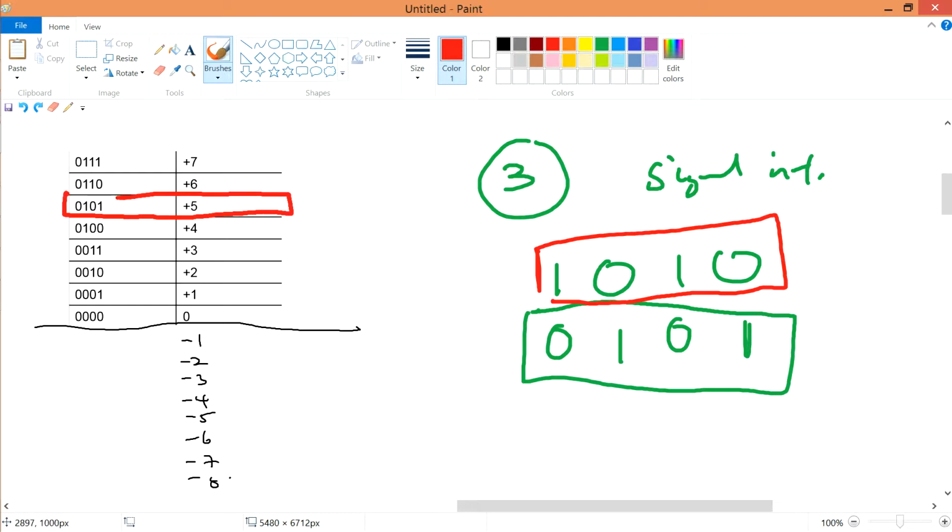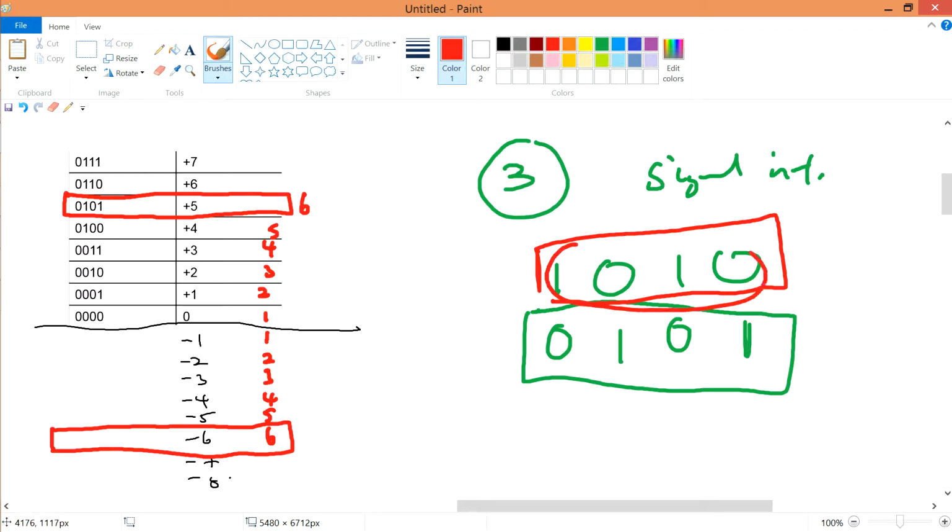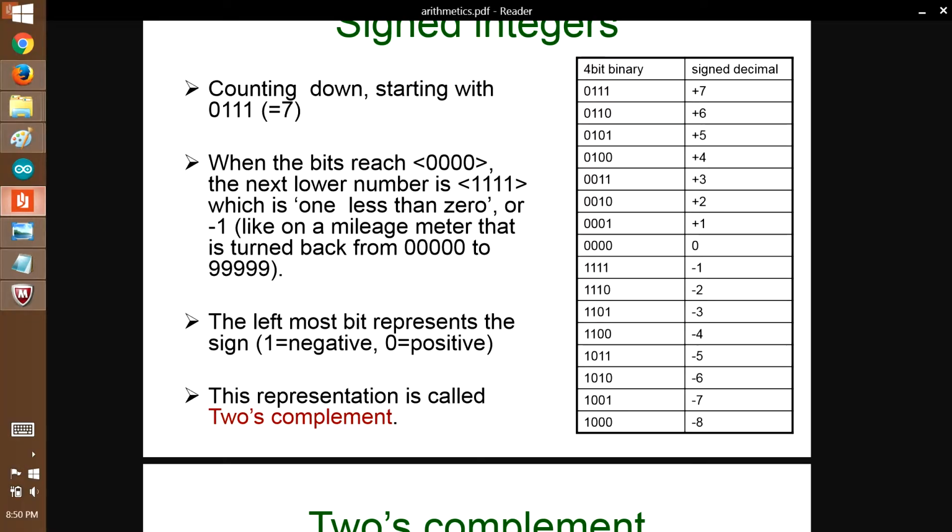So there is 1, 2, 3, 4, 5, 6. So there are 6 steps in order to get 0101. By symmetry, as we keep on saying, I have 1, 2, 3, 4, 5, 6, so the 6 steps over here would be your 1010. Alright, you see?